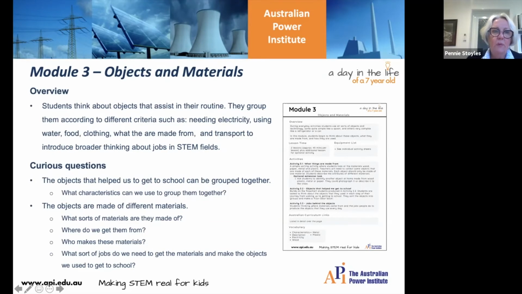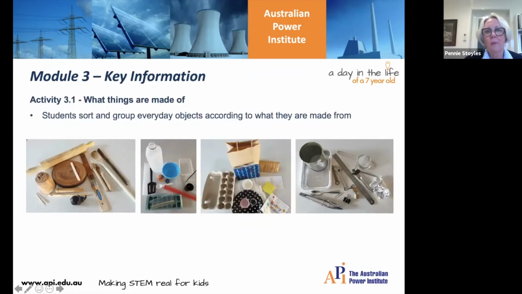Some of the things they use will be very simple, others are much more complex, and there are 3 activities in this one that are to do with sorting activities and grouping things in different ways. And so the very first activity, 3.1, is looking at what objects are made of. For this, we've chosen 4 different materials: wood, plastic, paper and metal. And the activity will require teachers to get a collection of things together for the students to sort.